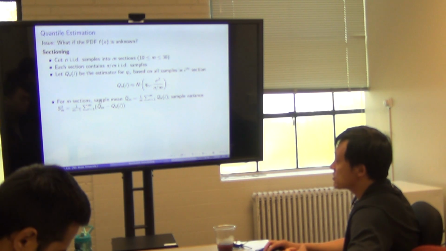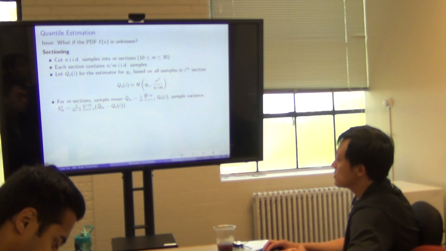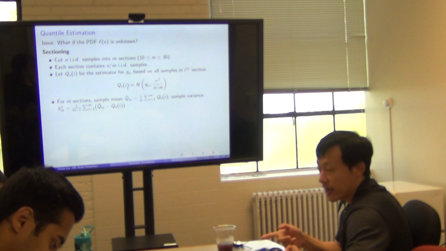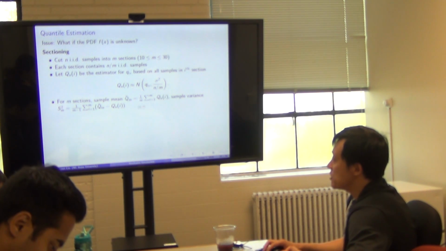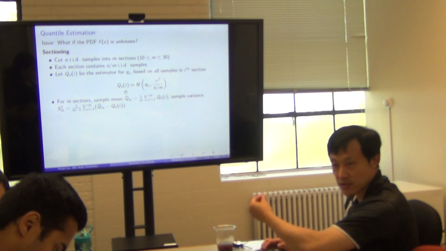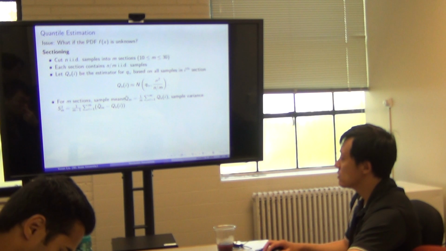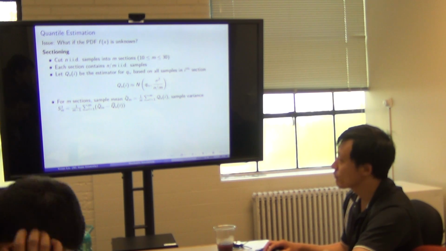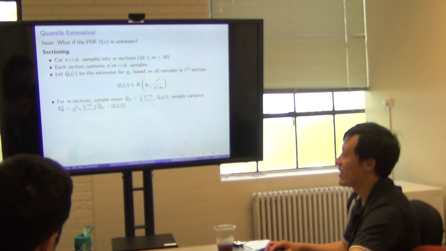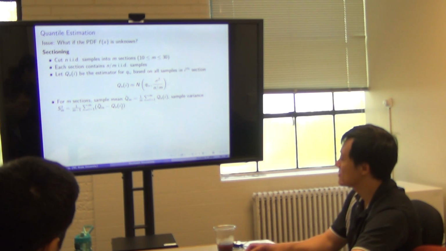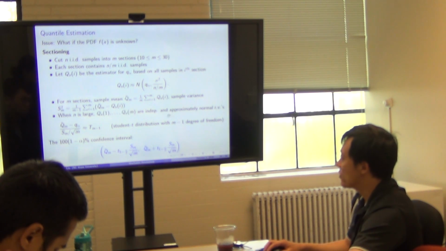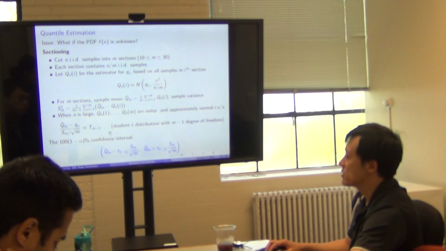You have m sections that are IID. So each Q_{n,i} is an estimator within the section, from 1 to m. You take an average of those Q_{n,i}, you get a sample mean of the different sections. That's your estimator. And the variance can be estimated by looking at the fluctuation of this Q_{n,i} over the m sections. You're using m samples to estimate the variance. When n is large, these guys are IID random variables, and they're approximately normal. It's actually a t distribution.